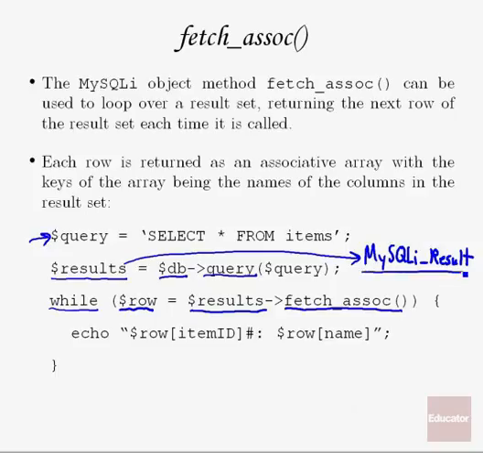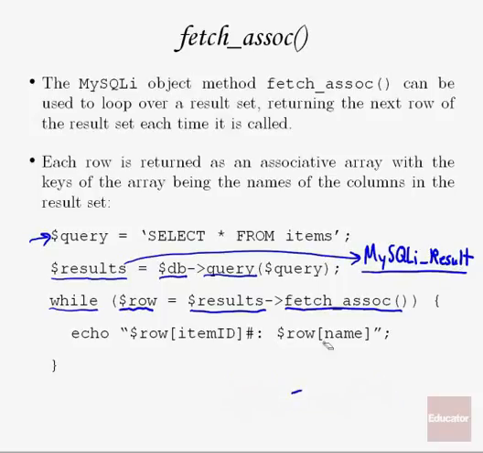That's key to note, because a common mistake at first would be to run it on, for example, our MySQLi object and say db fetch assoc. So that's one important thing to note: we call it on that actual MySQLi result object.